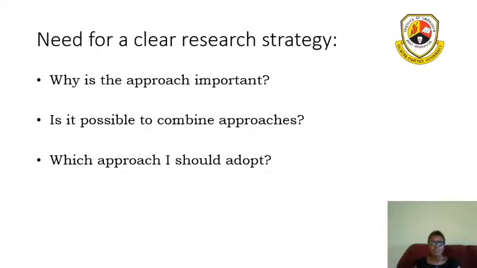So we need to have a clear research strategy. Once you've understood what you want to do, you then pick and adopt an appropriate strategy. So why is the research approach important? Is it possible to combine? Which one should I adopt? Those are questions that you will ask yourself, especially when you want to now pick your research strategy. Once you understand the approach you want to take, picking your research strategy or research method becomes clearer and clearer.